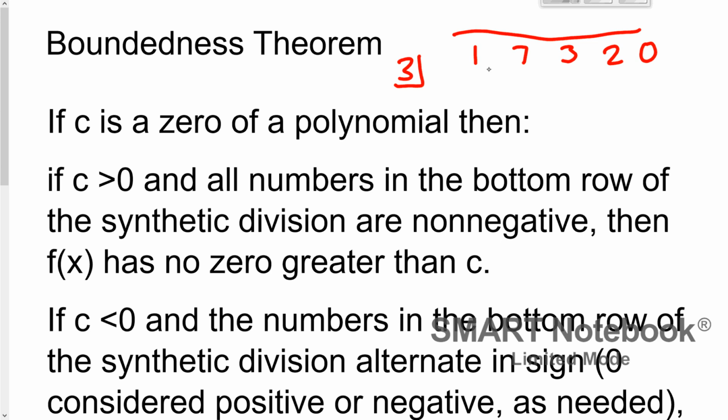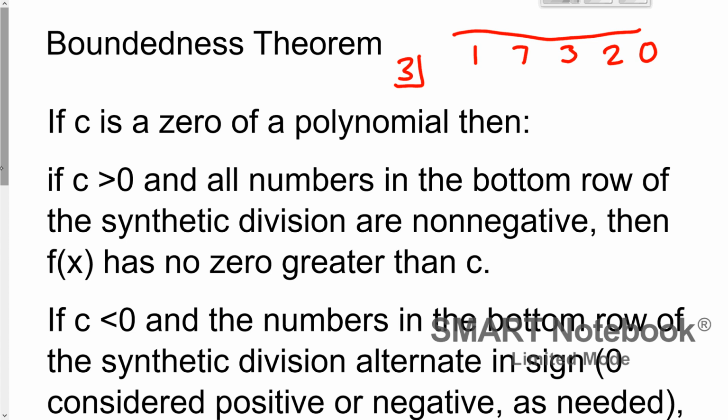And so then my bottom row is all positive. That means that there is no other 0 that's going to be greater than 3. And we kind of talked about this in class, right? I can't put in positives because I'm just going to get bigger and bigger and bigger as I put in bigger numbers other than 3. So all my other zeros must be smaller than 3. So that can eliminate all the rest of the positives for you that are bigger than 3.